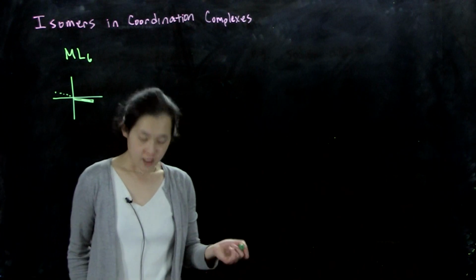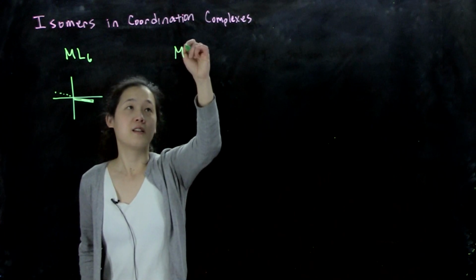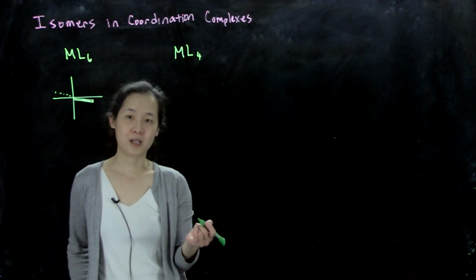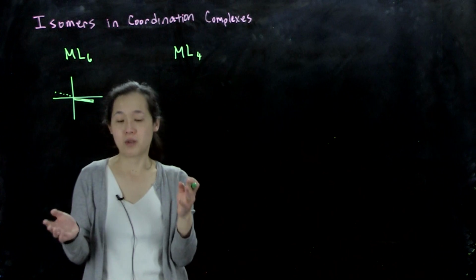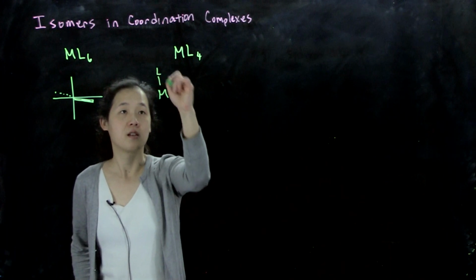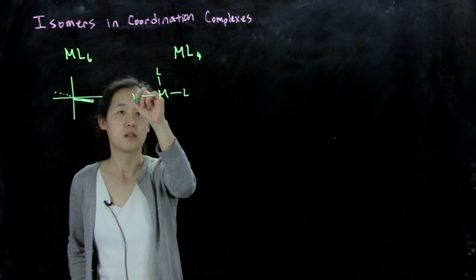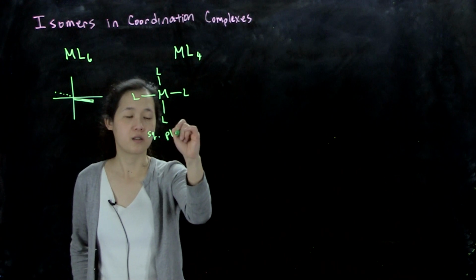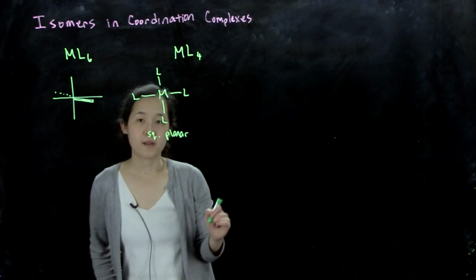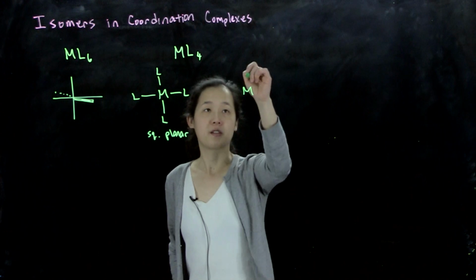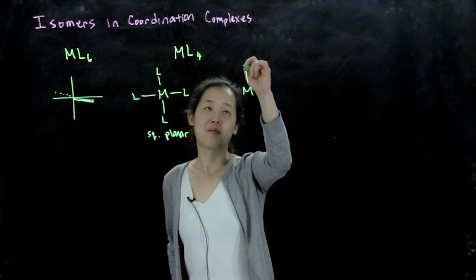Other common coordination numbers would be 4 ligands. When we have 4 ligands, we have two major possible geometries and a continuum in between. We could have something that's totally square planar, or we could have something perfectly tetrahedral, with 90 degrees versus that 109.5 degrees.